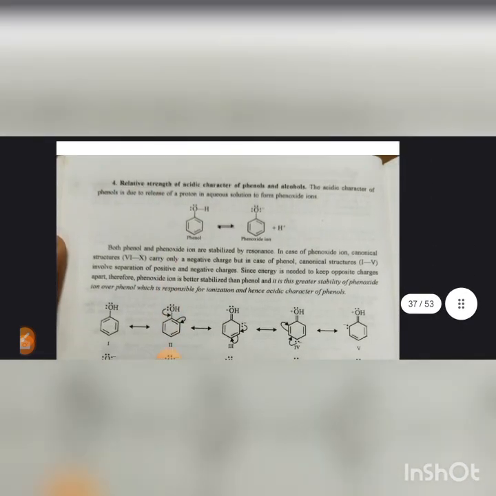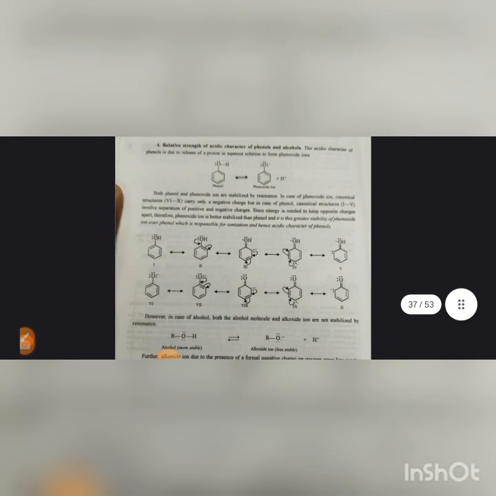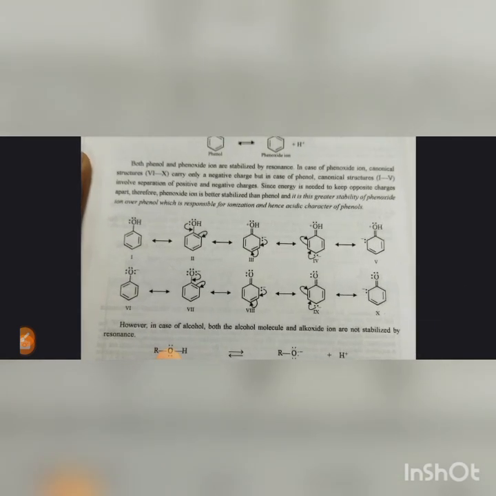Fourth is the relative strength of acidic character of phenols and alcohols. The acidic character of phenol is due to the release of a proton in aqueous solution to form the phenoxide ion. Both phenol and phenoxide ion are stabilized by resonance. In the case of the phenoxide ion, the canonical structures carry only a negative charge, but in the case of phenol, the canonical structures involve separation of positive and negative charge. Since energy is needed to keep opposite charges apart, the phenoxide ion is better stabilized than phenol, and it is this greater stability of the phenoxide ion over phenol which is responsible for ionization and hence the acidic character of phenols.